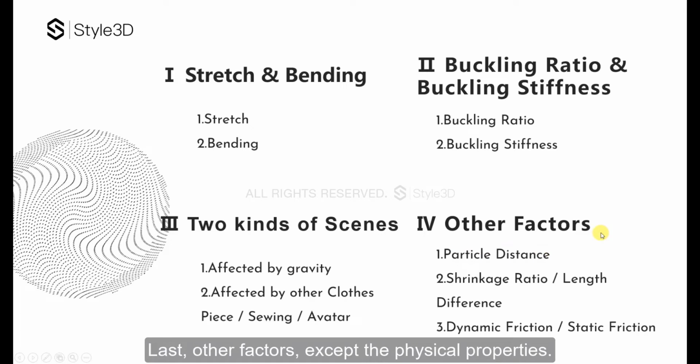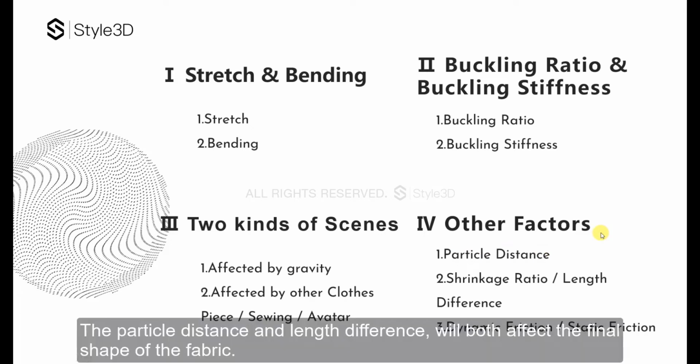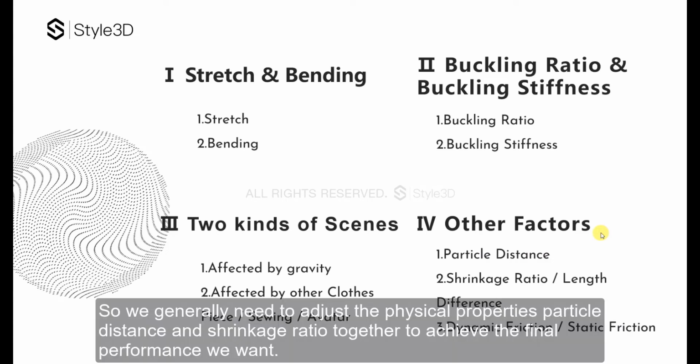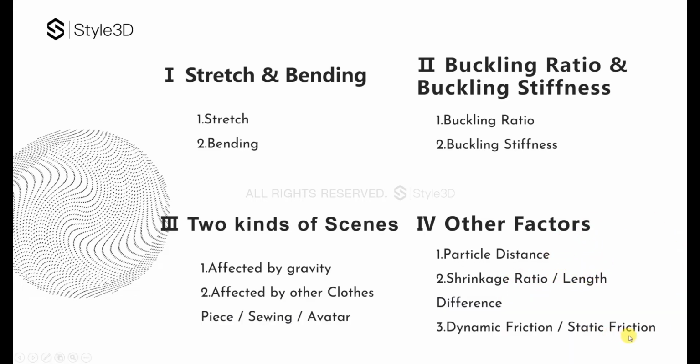Except the physical properties, the particle distance and length difference will both affect the final shape of the fabric, so we generally need to adjust the physical properties, particle distance and shrinkage ratio together to achieve the final performance we want.